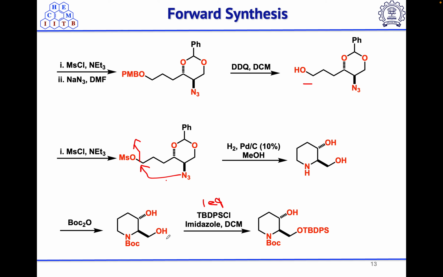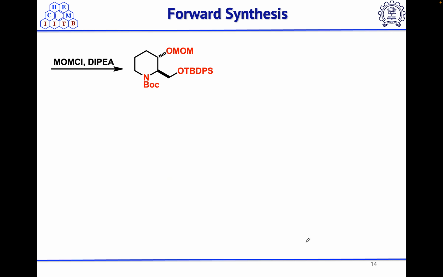Two alcohols are there, but the secondary alcohol is sterically not available, right? So the primary alcohol is more available sterically, so it is more sterically free. So that's why, with one equivalent of TBDPS chloride, first this alcohol will be protected to get OTBDPS. Okay, now after having this compound, we have to protect the other alcohol with a MOM group.